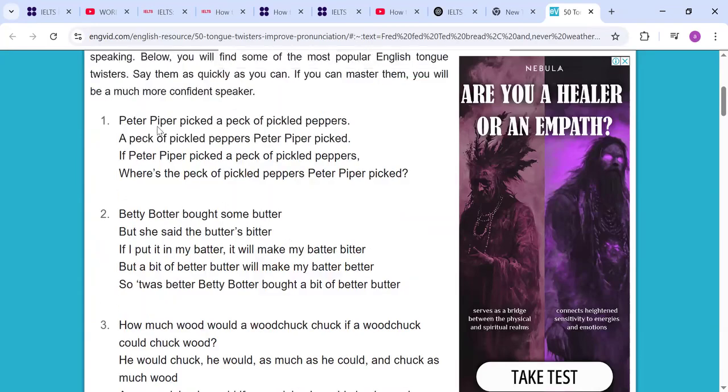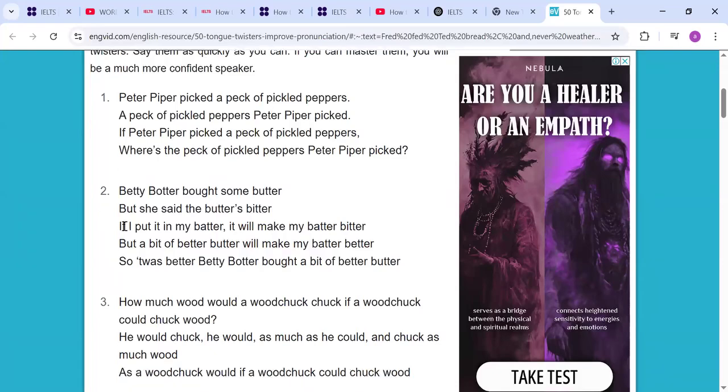Peter Piper picked a pack of pickled peppers. A pack of pickled peppers Piper picked. If Peter Piper picked a pack of pickled peppers, where is the pack of pickled peppers Peter Piper picked? So this is one, and there are many alternatives.